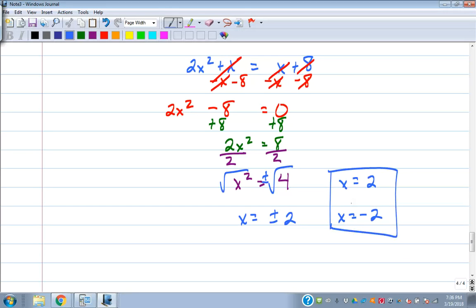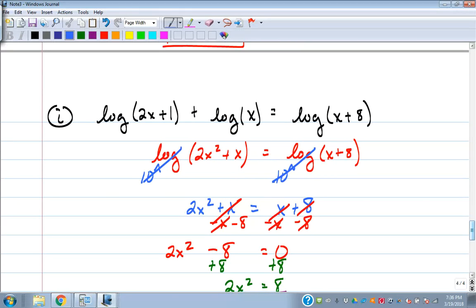When we get more than one answer, and technically we're supposed to do this even when we only get one answer, we should check our solutions to make sure they work. Here are the rules for when they don't work. You can't take the log of a negative number. So, if I put in a 2 in the original problem, go back all the way to the top. If I plug in positive 2, positive 2 times 2 is 4, plus 1 is 5. That's positive. It's good there.